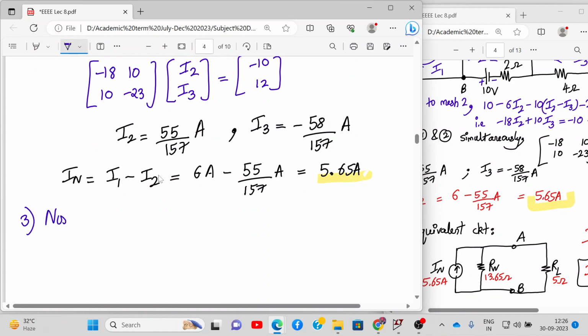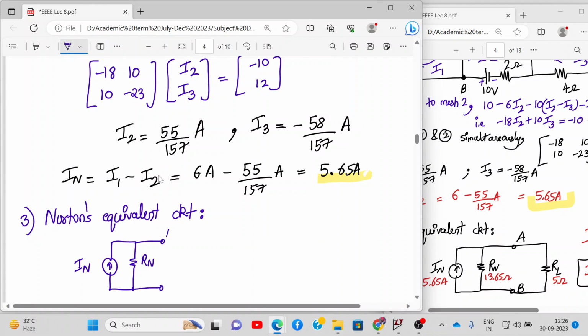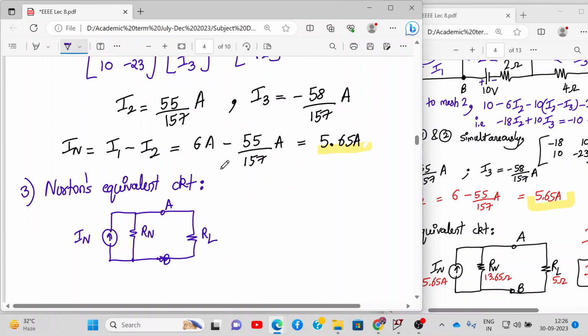Now next thing what we will do is we'll draw the Norton's equivalent circuit. So for the third part, we'll draw the Norton's equivalent circuit. Norton's equivalent circuit consists of a current source of value IN in parallel with a resistance Rn, and then we have terminals A and B, and then we connect the load resistor RL. Okay, what are the values of IN? IN value is around 5.65 amperes. Rn value is around 13.65.